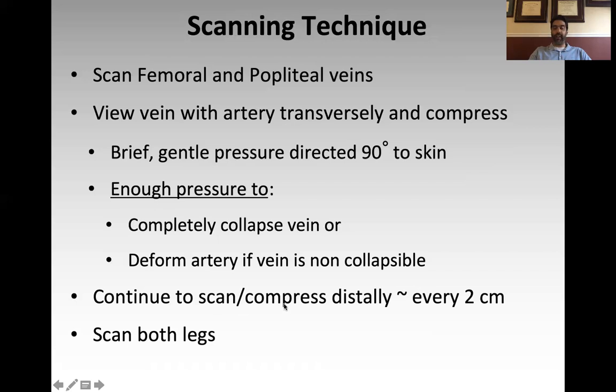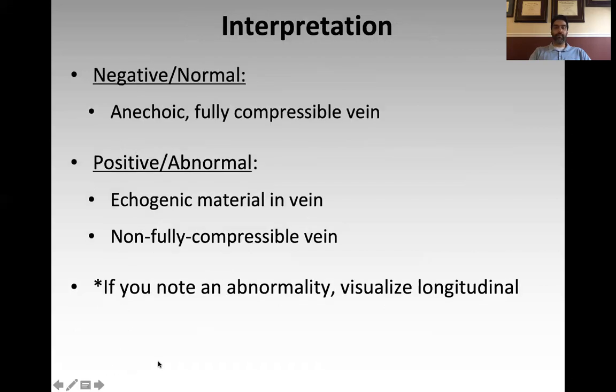And you're just going to continue to follow the vein down, compressing about every 1 to 2 centimeters as you go, and obviously do both legs. A negative or normal study, the lumen is going to be anechoic and it's going to be fully compressible when you push down on it. An abnormal study means that you see echogenic material in the vein, especially if that echogenic material is well demarcated, and when you push down on it, it's not going to be fully compressible. So again, when you push down, the artery is deforming and the vein is not collapsing.